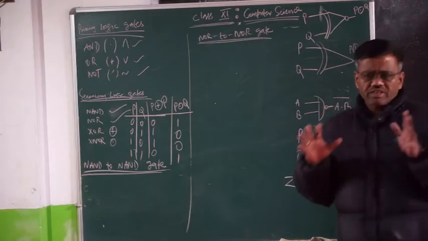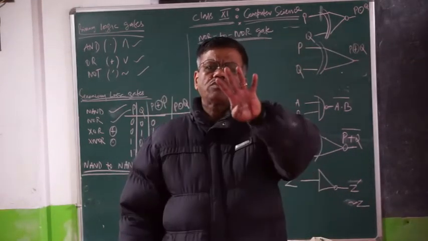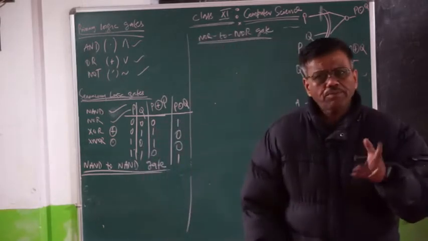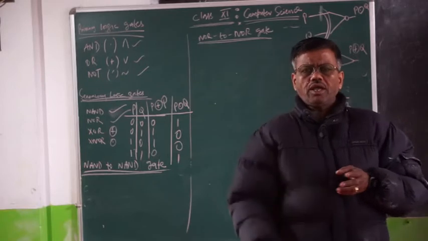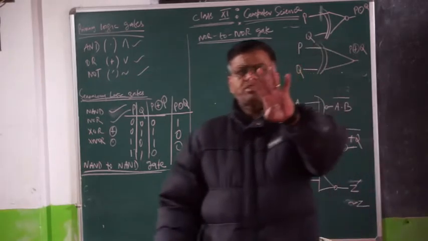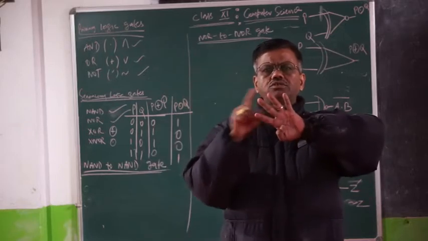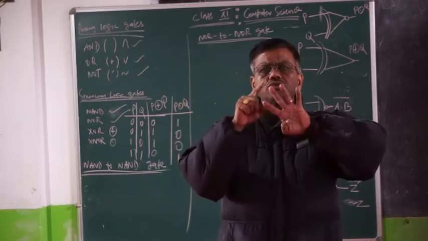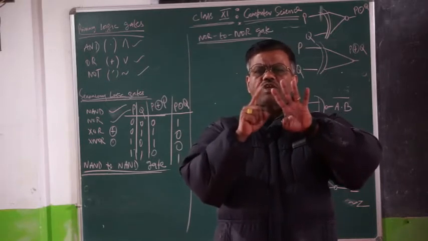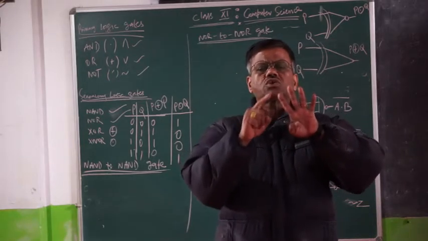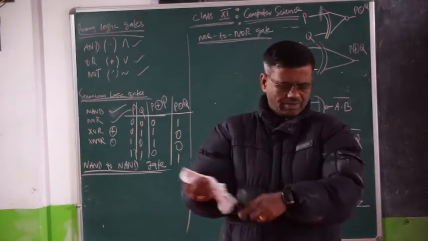Put together, I have revised 7 gates. 3 of them are primary, 4 of them are secondary. What are the primary gates? AND, OR, NOT. Based on these 3 gates, I am developing 4 more gates. NOT AND is called NAND. NOT OR is called NOR. XOR, exclusive OR, and the opposite of exclusive OR, NOT XOR, is called XNOR. So these are the 7 gates we have done, boys and girls.